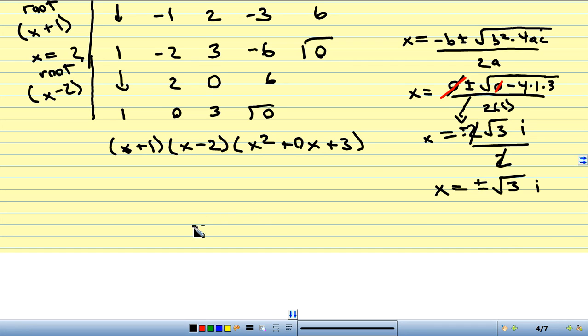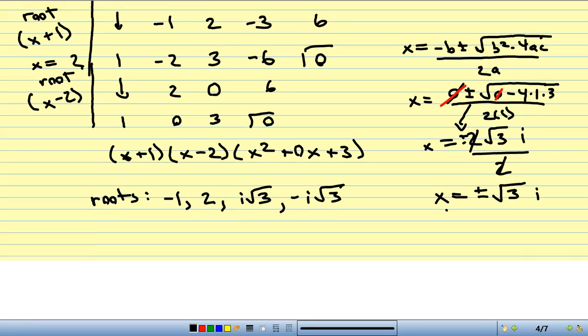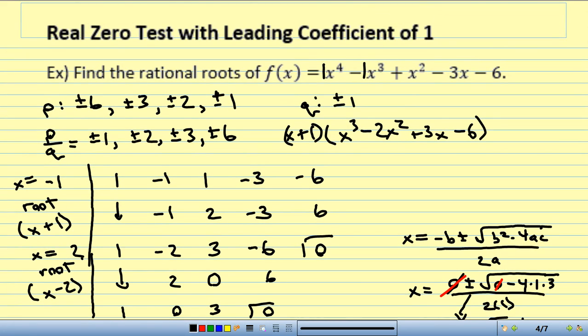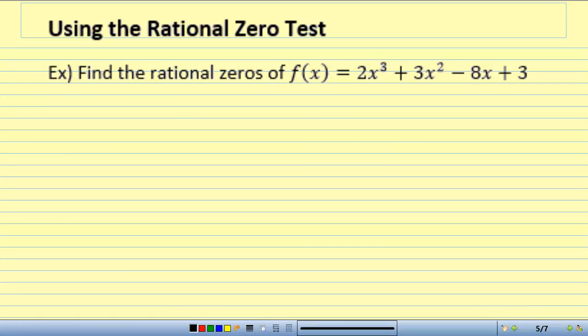So I now have my roots. Oh, it only asked us for the roots. So my roots are going to be negative 1, 2, positive i root 3, negative i root 3. And there I go. That's all of my roots. And that's all that was asked, right? Let's just check. Find all the roots. Yep, that's it. So moving right along.